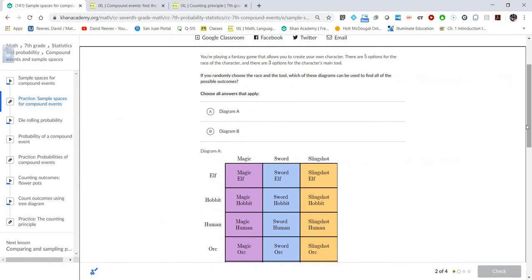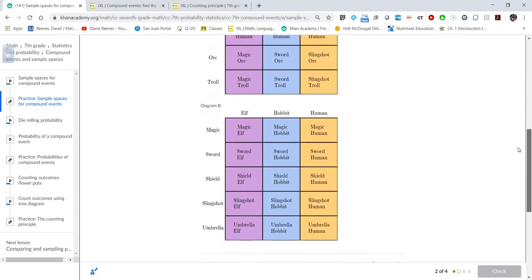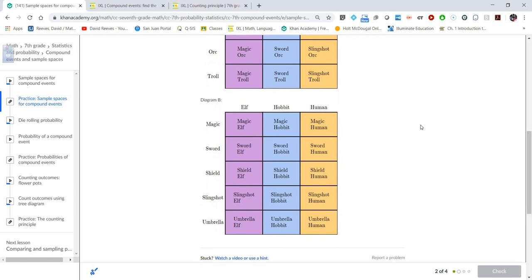All right, so let's take a look at the choices that they gave us. So right here, if we look at this first table, we have three columns, right? A purple column, a blue column, and an orange column. That represents their tools. And then we have 1, 2, 3, 4, 5 rows, right? And that represents their race. So I see an elf paired with magic, an elf paired with a sword, and an elf paired with a slingshot. And then I have a hobbit with the same things, a human with. So this is looking pretty good to me, diagram A. I'm interested to see what they did in diagram B. All right, well, in diagram B, if you take a look, it's also 3 by 5. It's 15 options, so the number of options is correct.